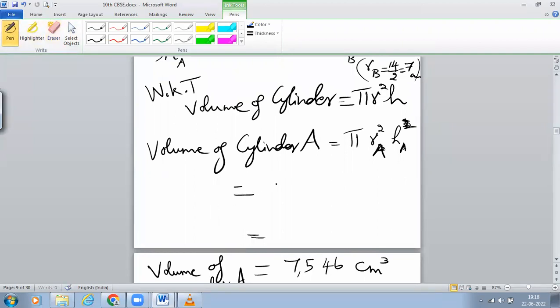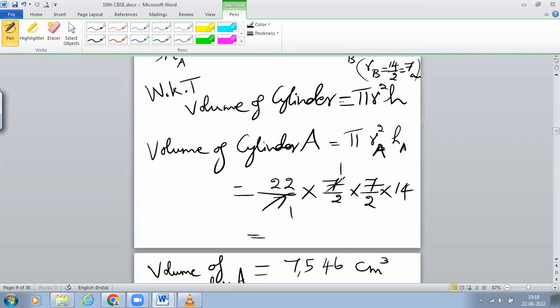Volume is equal to pi, which is 22 by 7. R square, listen, radius of cylinder A is 7 by 2. So 7 by 2 into 7 by 2, that is, R square means R into R, into H only. It is not H square. So what is the height of cylinder A, ma'am? Height of cylinder A is 14, right? 14. Now we can cancel this.